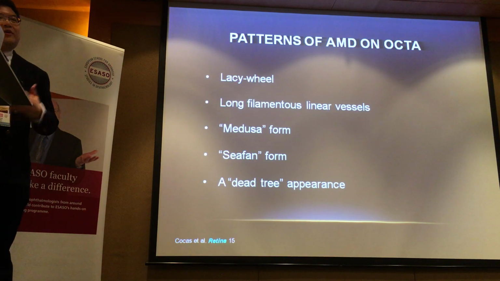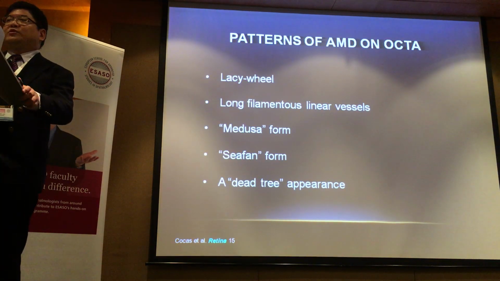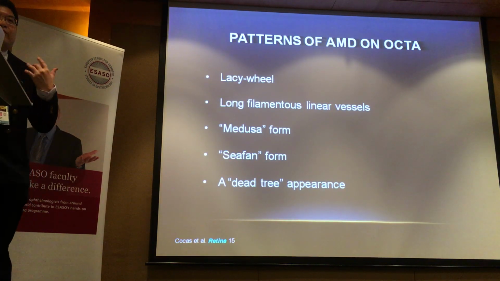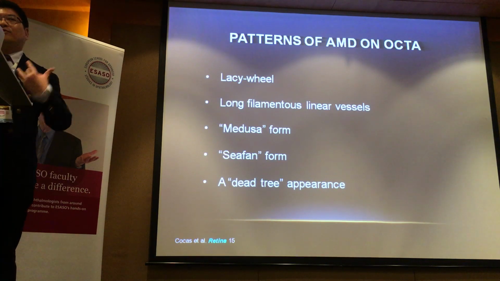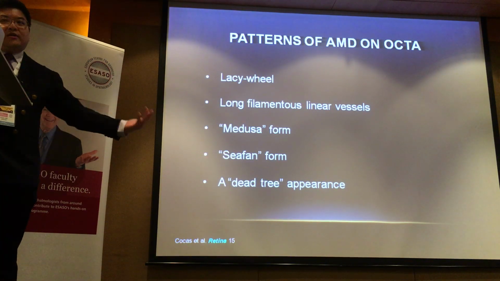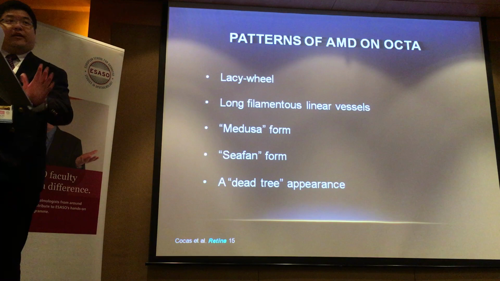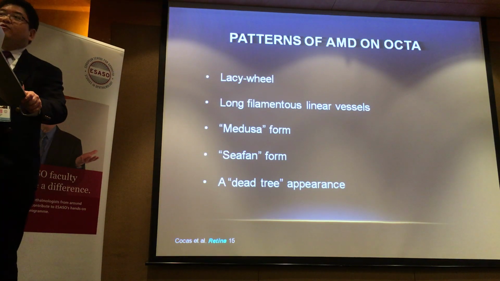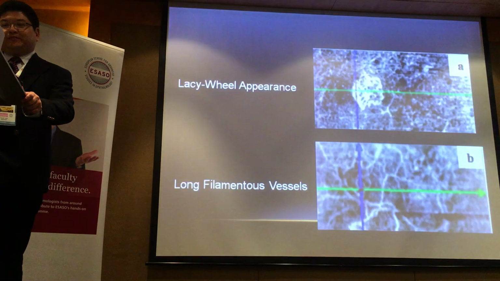Now, why is that important? Well, as I mentioned, we're still trying to understand OCT-A, and so when we're beginning, we're trying to see patterns. We're trying to see what's the difference. How does this one eye look different from another? And I'll show that some of these features may have prognostic significance.